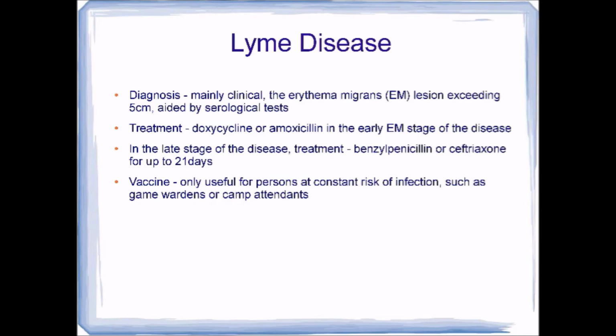21 days. A vaccine has been developed against Lyme disease in North America, but is not effective in other parts of the world. It is only useful for persons at constant risk of infection, such as game wardens or camp attendants, but other precautionary measures should also be taken.